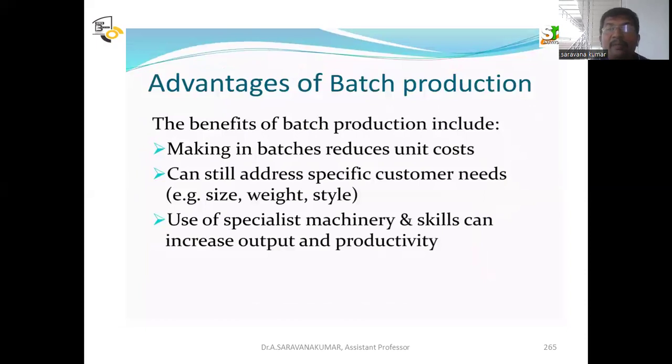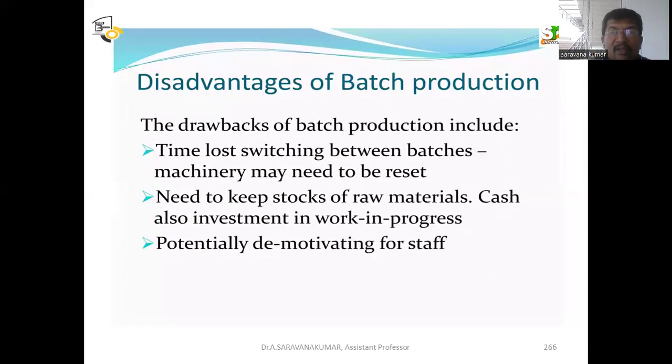So what are the advantages? What are the merits of batch production? The benefits of batch production include making in batches, which reduces unit cost. It can still address specific customer needs, size, weight, and style. Use of specialist machinery and skills can increase output and productivity. So what are the disadvantages? What are the demerits? Time loss switching between batches. Machinery may need to be reset. If it is stopped, it will start again from the first. Need to keep stocks of raw materials. Cash is also invested in work in progress. Potentially demotivating for staff.